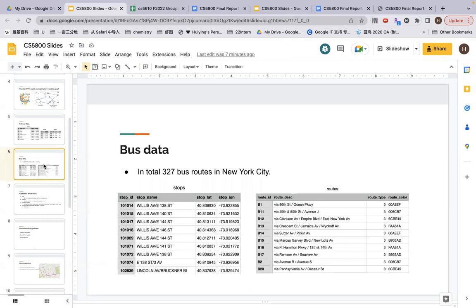For the bus system in New York City, it has in total 327 bus routes in the 5 boroughs. We are able to find the GTFS feed for the bus system on the MTA's website. Again, each bus stop is considered a vertex of the graph, and each route is considered an edge between 2 vertices. We took geographic coordinate information for each stop and connected each stop along with the routes. Next page, please.